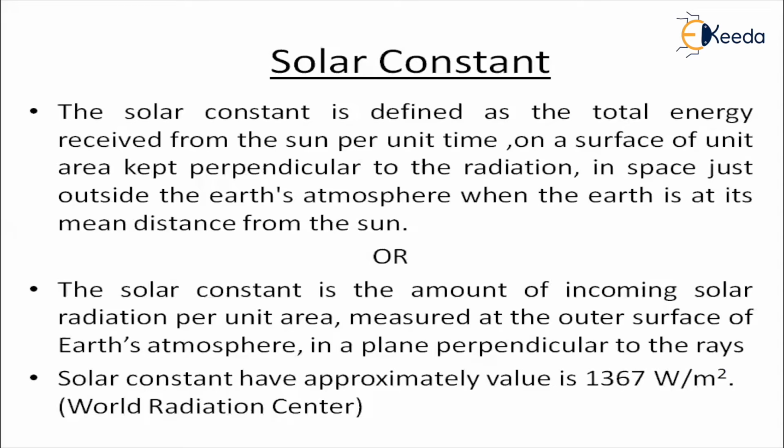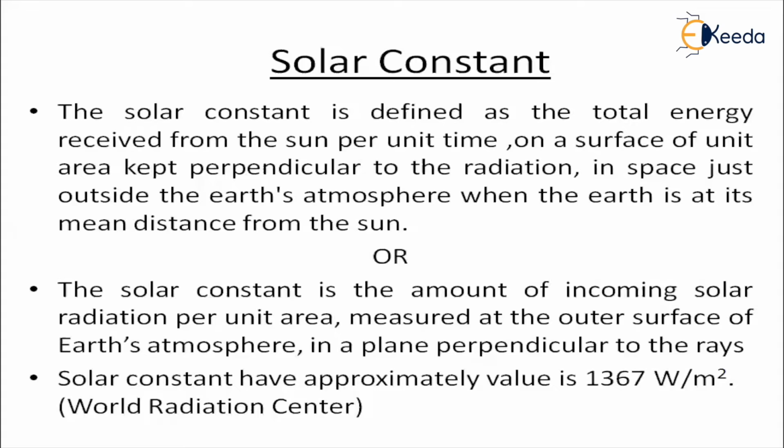So whatever solar radiation is coming from the sun at the outer surface of the earth per unit area at a particular time is known as the solar constant. So it is always a constant. Now its value is 1367 watt per meter square, given by the World Radiation Center.